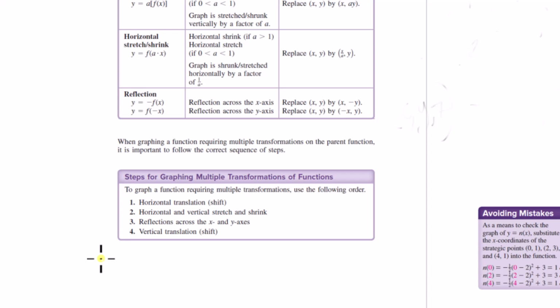And if you're going in the opposite direction, if you're trying to decompose a function or a relation, mentally decompose it, you want to go in the opposite order. Take away the vertical translations first, then take away the reflections across the x and y axis, then take away the horizontal and vertical stretches and shrinks, then take away the horizontal translations.